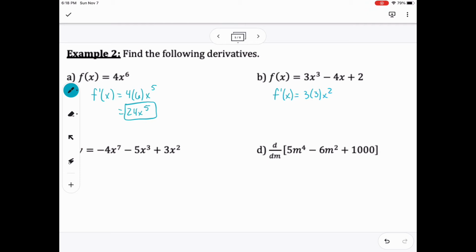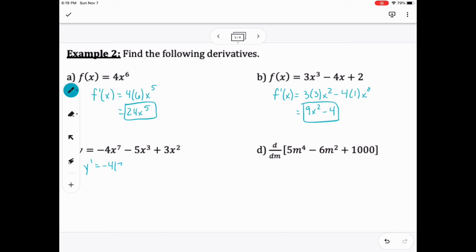So the 3 gets moved down to multiply to the 3. Now, because it's 4x, it's actually to the first power. So that gets moved down. So x becomes the 0 power. 2 is a constant, so it becomes 0 and goes away. So I get 9x squared minus 4. Remember that x to the 0 is 1, so that cancels itself out as well.